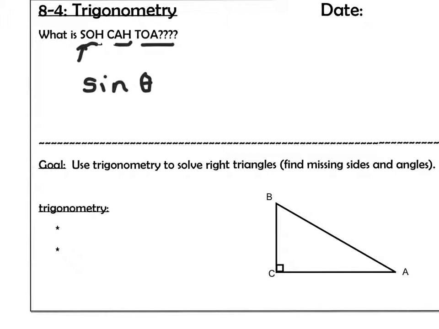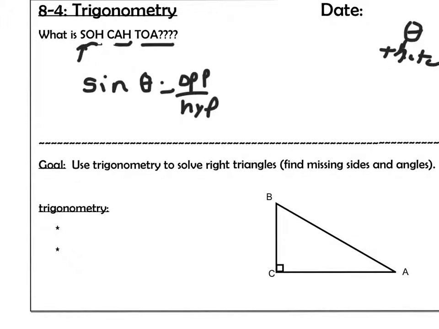So instead of using x for an angle, x is usually denoted for sides, we're going to use this Greek symbol, which is a circle with a line through it, and it's called theta, T-H-E-T-A. Okay, theta. So sine of theta is equal to the opposite side divided by the hypotenuse side.